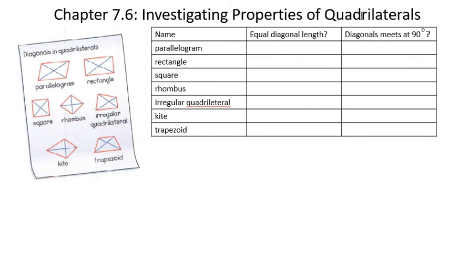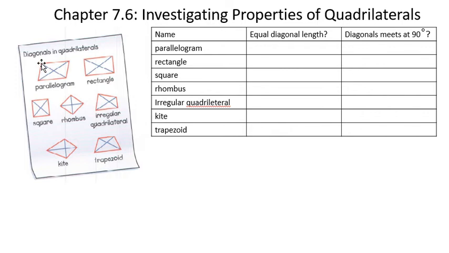Quadrilaterals: quad for four, and laterals for sides. So a quadrilateral has four sides. Here we have a number of different quadrilaterals, and we are going to look at two different properties: whether their diagonals are equal and whether their diagonals meet at 90 degrees. So let's start with a parallelogram.